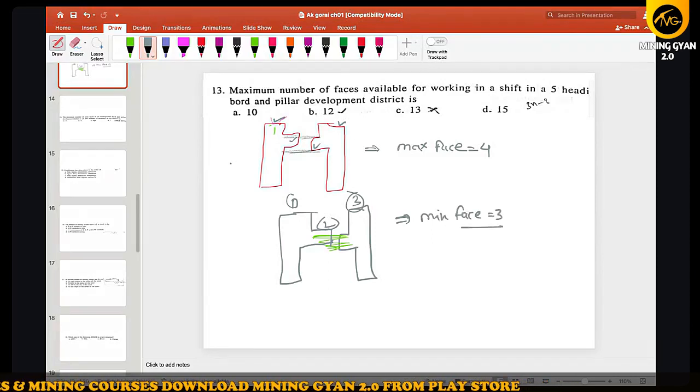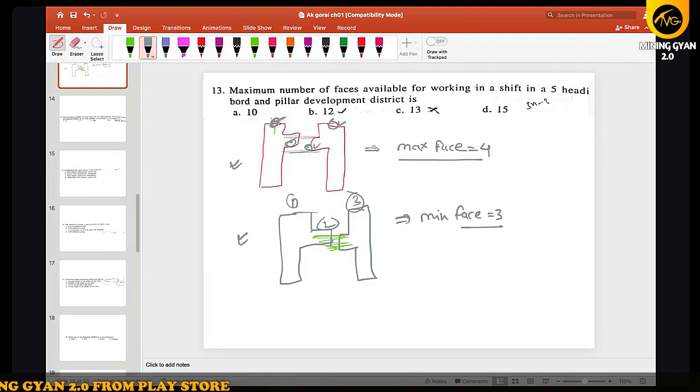अगर मान लो दो हेडिंग दी जाए तो मैक्सिमम फेज के लिए क्या करेंगे, सबको सेपरेट मानेंगे. तो 1, 2, 3, 4. तो मैक्सिमम फेज विल बी 4. अगर बोले कि दो हेडिंग में मिनिमम फेज कितना है, तो इन दोनों को हम एक मानेंगे. 1, 2 and 3 मिनिमम फेज.